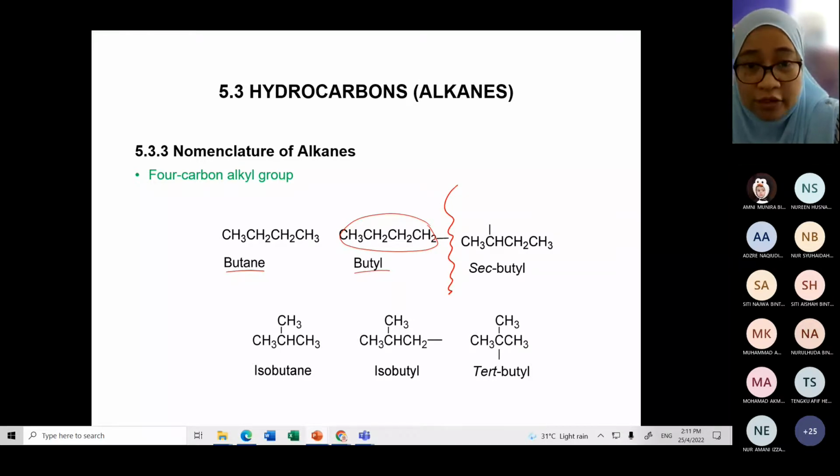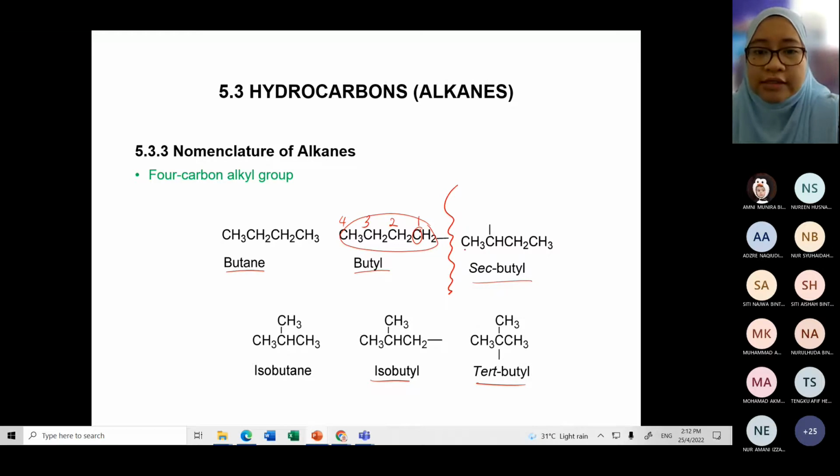Please take note that it is called butyl because it has 4 alkyl carbons and the first carbon is attached to the parent chain. So we have 1, 2, 3, 4, a straight chain, and it is called butyl. Alternatives to this butyl are sec-butyl, tert-butyl, and isobutyl.